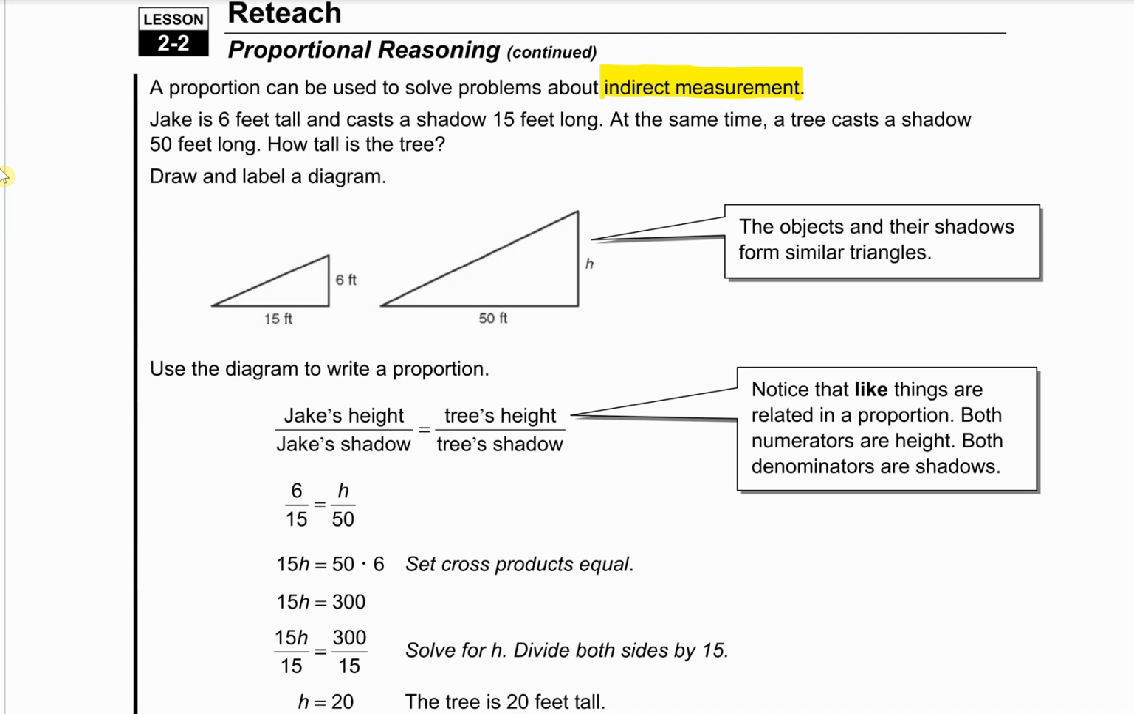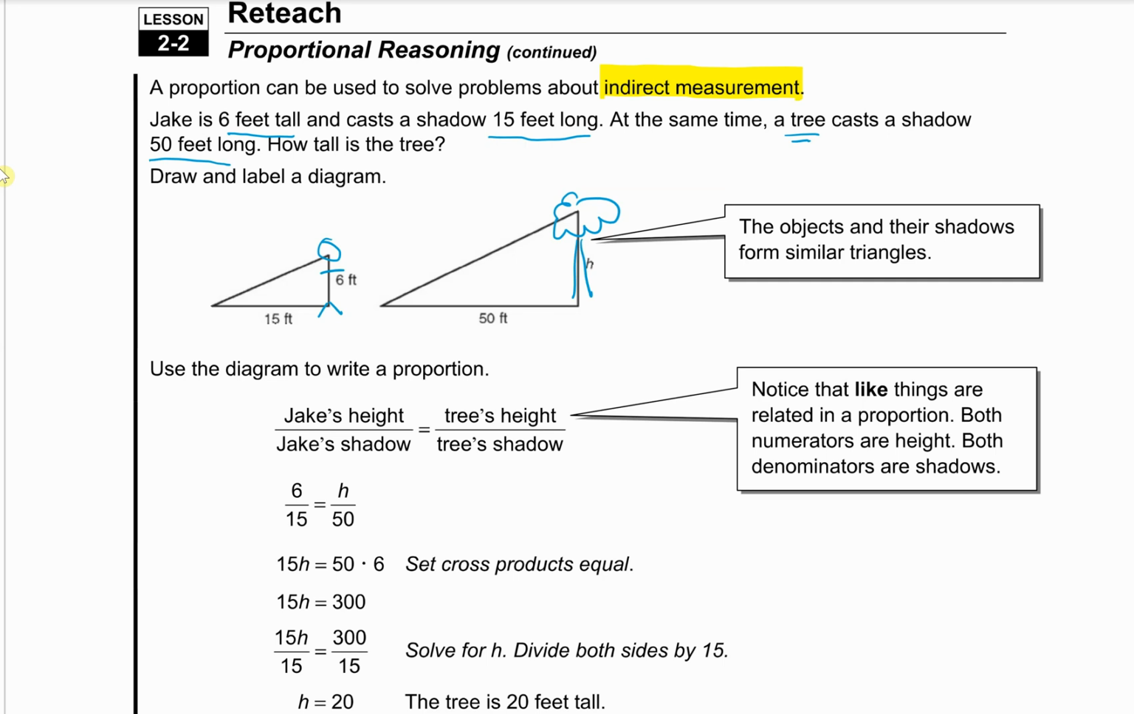But let's take a look at this problem here. Jake is 6 feet tall, casts a shadow 15 feet long. At the same time, there's a tree that casts a shadow 50 feet long. How tall is the tree? All right. Very helpful to draw a diagram and label the situation. So here's Jake. And over here I got a tree. Look at that nice tree. Now you're going to draw stuff, and I know it's not going to be nearly as dynamic and lifelike as what I'm drawing. That's okay. Just get something down on that paper so you can see where the relationships are.